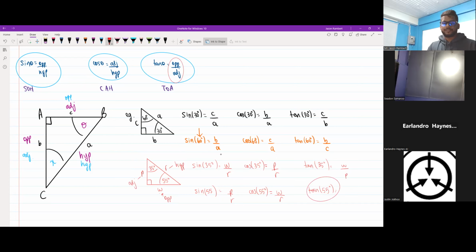Going to tan 55 now, right? I'm using the 55 degrees now, correct? Rubbing off opposite, rubbing off adjacent, rubbing off hypotenuse. If I use 55 degrees, what's my opposite? P. What's my adjacent? W. What's my hypotenuse? R. Tan says opposite over adjacent. What's the opposite? P. What's the adjacent? W. See it? Good.